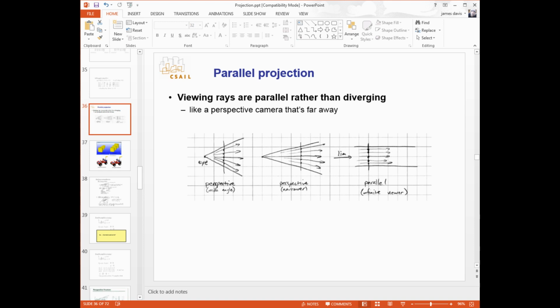Okay, so here we are with our projections again. We're going to talk about perspective projection. So that's these projections where we have an eye point and the rays diverge.